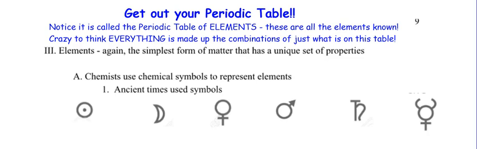Well, you might recognize some of them today. So this is gold. It's supposed to represent the sun. It kind of makes sense, doesn't it? So that's why it's a circle. It's perfection. A circle is perfection, okay?